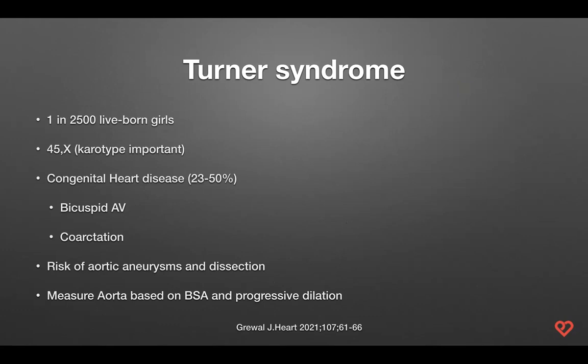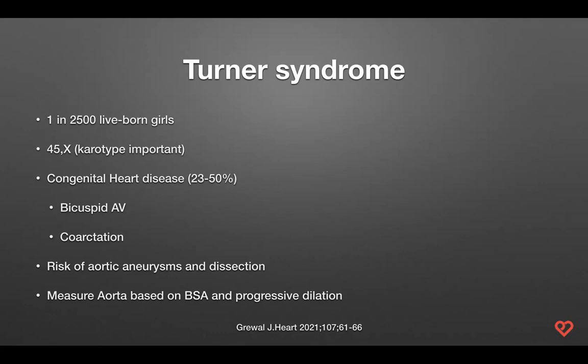When we're thinking of the aorta, I wanted to bring up Turner's briefly. It's 1 in 2,500 live-born girls. You will see this, or you will see some form of Turner's. The classic Turner's is 45,XO. Remember to understand the karyotype if some patient comes in with Marfan's. I have had patients who turn out to be diagnosed with Turner's as they're trying to get pregnant and have infertility issues. Congenital heart disease occurs in 23 to 50% of Turner's, and mostly it's bicuspid aortic valve and coarctation.